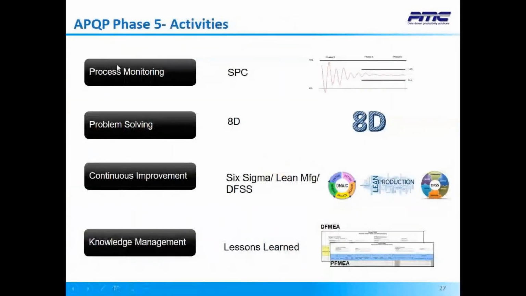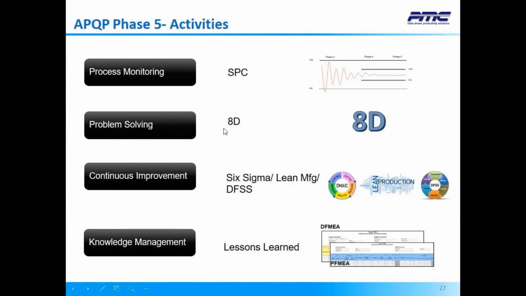Some activities that we use in phase 5: process monitoring, the SPC. Again, we're going to talk about SPC in more detail in one of the future webinars, but SPC is one of the prevention control methods in control plans. So especially for key characteristics or critical items, you may use SPC to monitor those key characteristics that may have a significant effect on the fit, form, and function of a product.